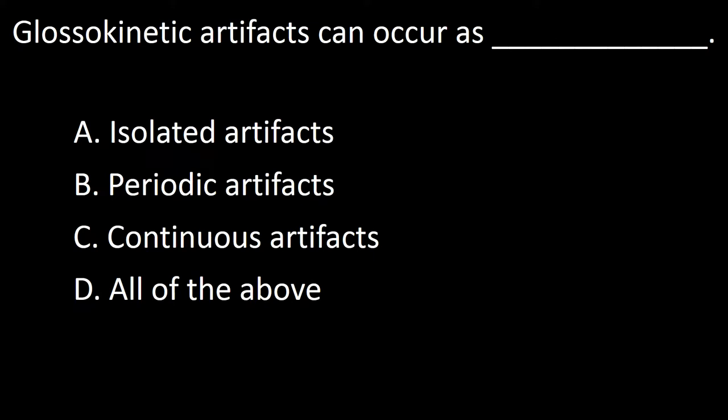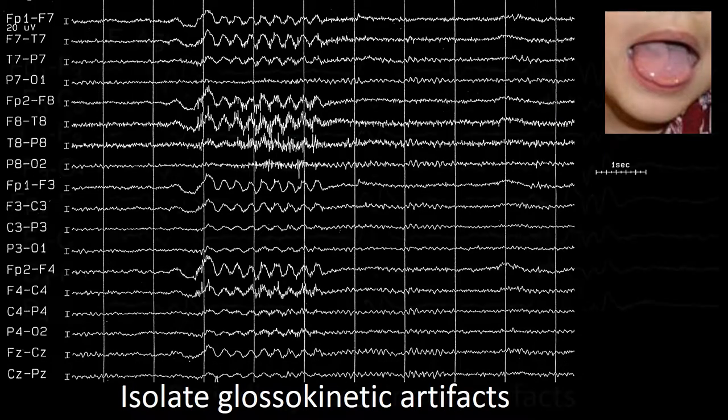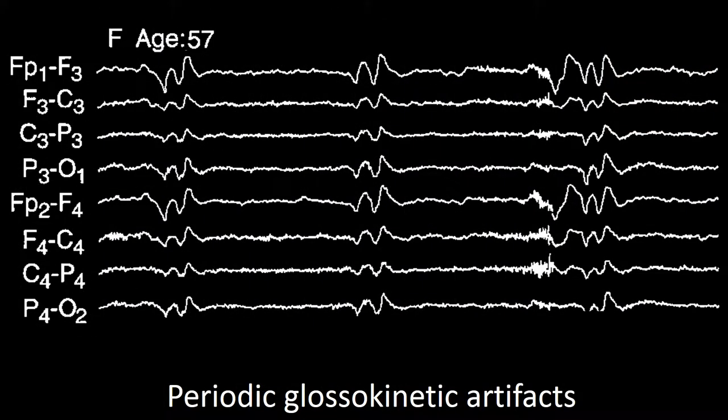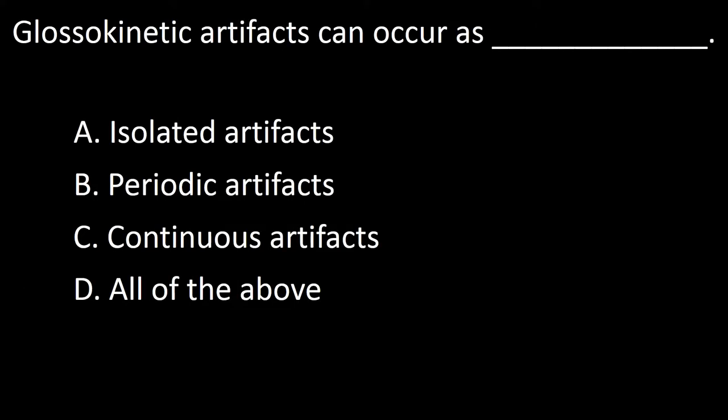Next question. Glossokinetic artifacts can occur as A, isolated artifacts, B, periodic artifacts, C, continuous artifacts, D, all of the above. This is an example of isolated glossokinetic artifact. This is an example of periodic glossokinetic artifacts. And this is an example of continuous glossokinetic artifact. So the answer to this question is D.